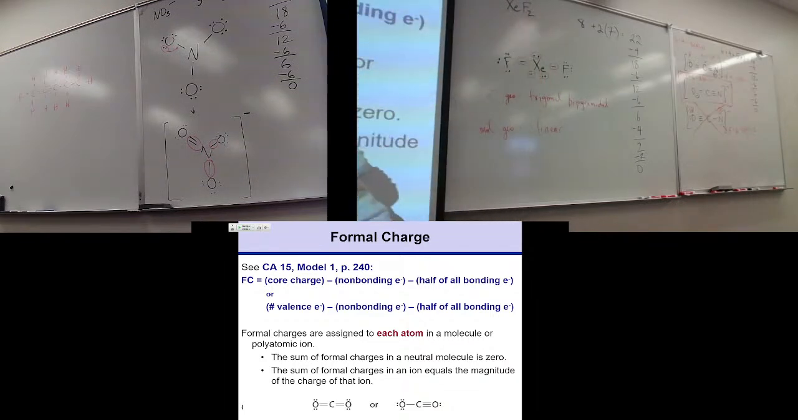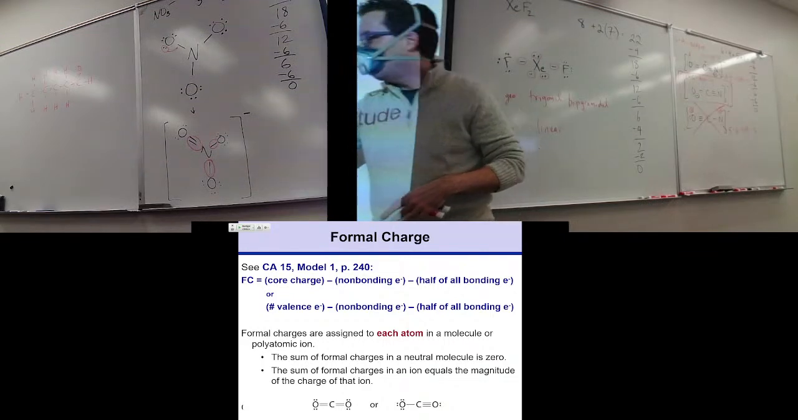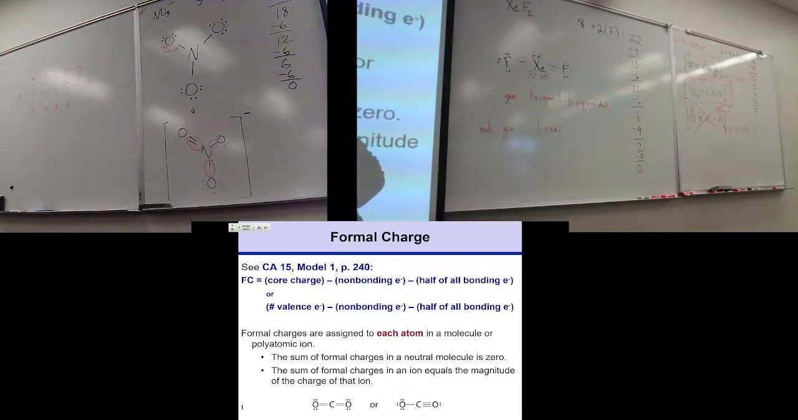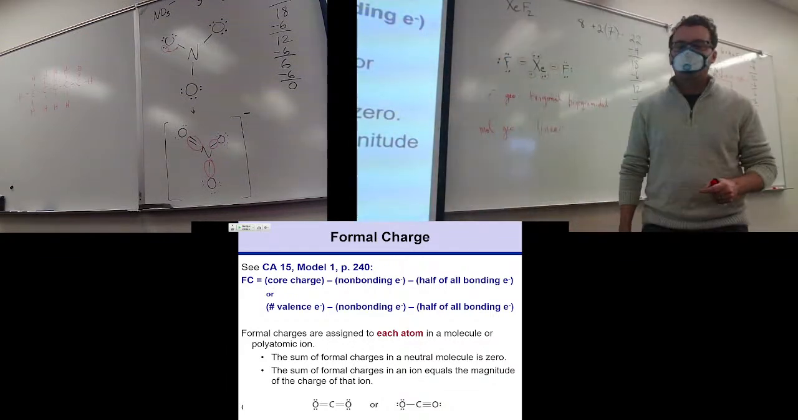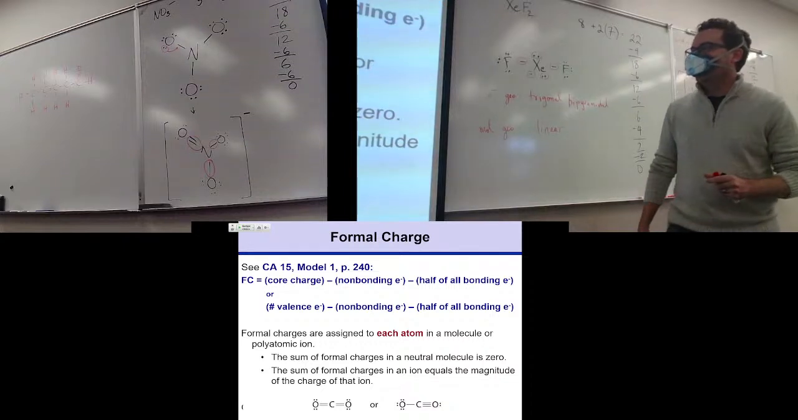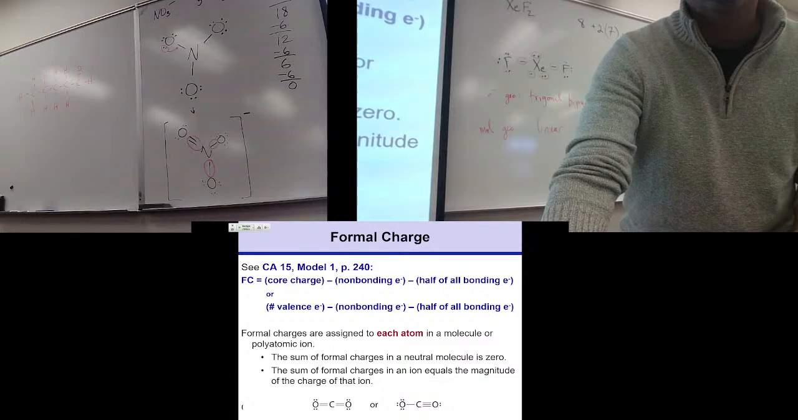If this is 0 everywhere, and that's got +1 and a -1, that's no good. We want the one that has 0 formal charges everywhere, and that's the correct structure. You're not going to get credit for that one. You'll hopefully have seen CO2 enough that you'll be like, that doesn't look right.